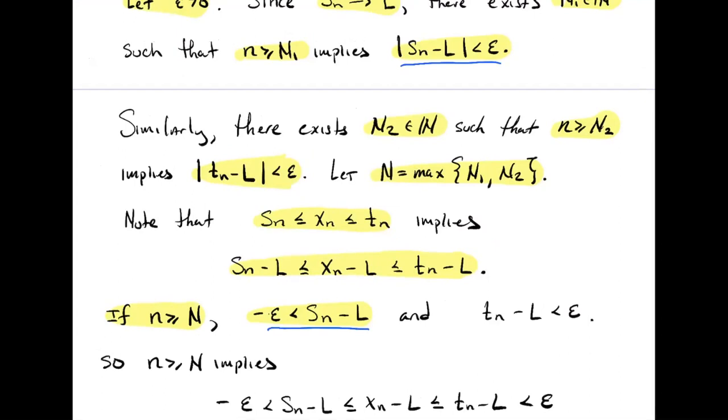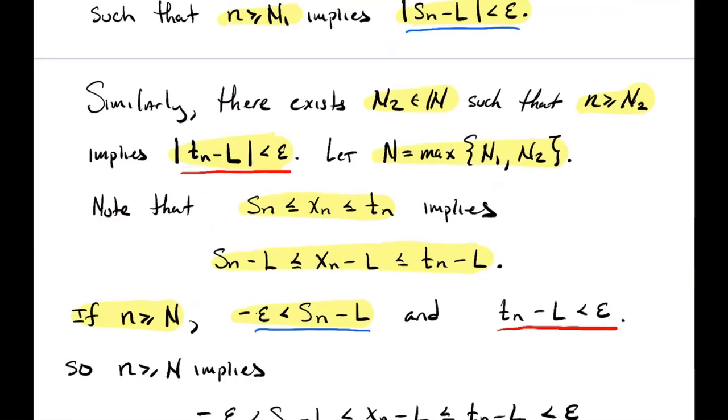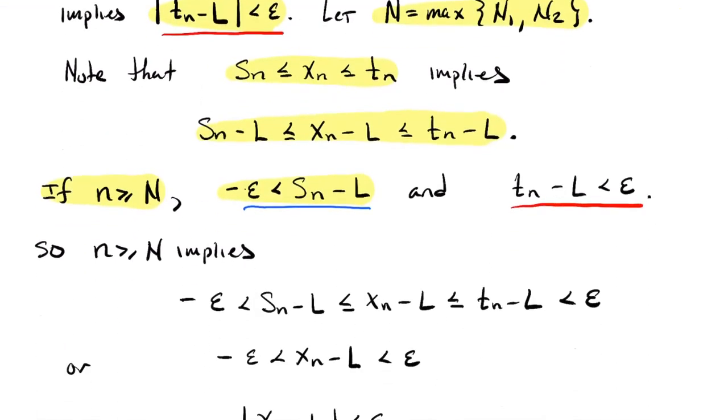All right. But similarly, Tn minus L is less than epsilon. Why is that true? Well, that's true because n is bigger than N2, and we said the absolute value of Tn minus L is less than epsilon. So in particular, it is too. Okay, so I have those two things, and I'm just going to throw those two things in together with the inequalities that we already had.